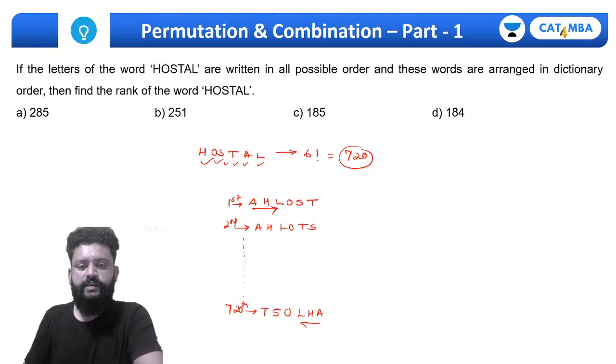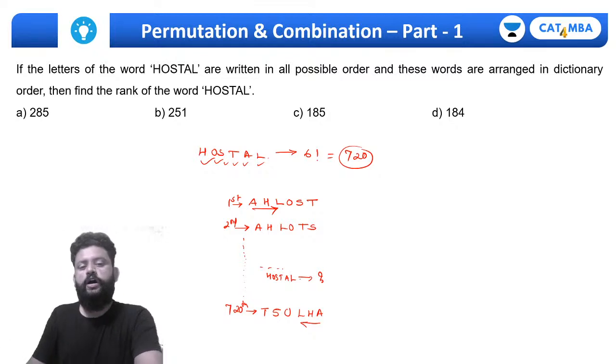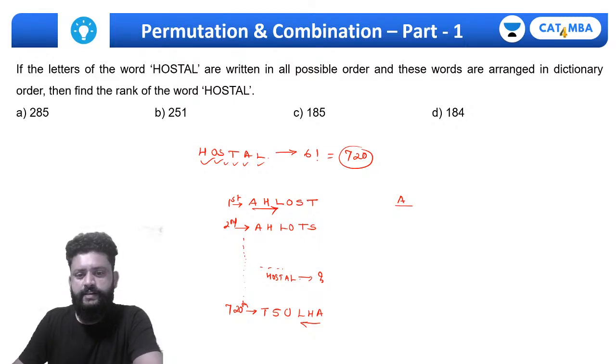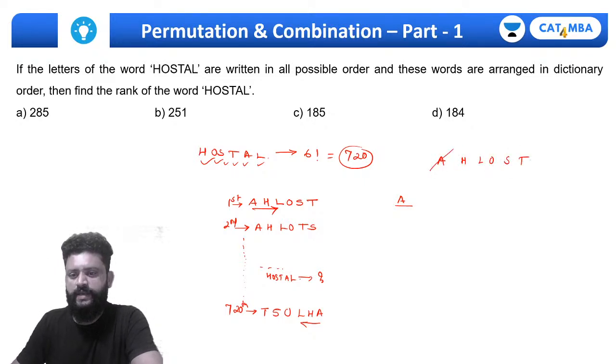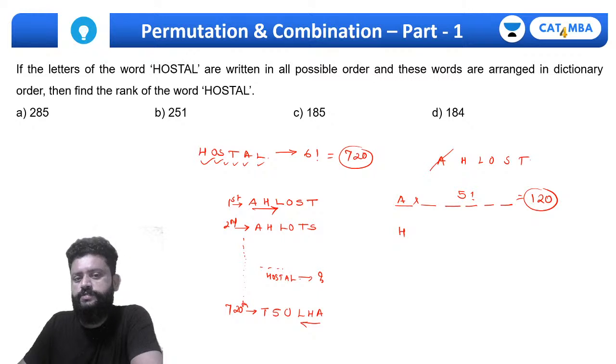Okay, so somewhere in between there must be a word HOSTEL. So what will be the rank of HOSTEL, at which number would it have come, that's what we are supposed to count here. So how to do it? Words starting with A, that means the first letter is A. If the first letter is A, AEHLOST, the first letter is A, that means we can arrange the remaining 5 letters in 5 factorial ways. So we'll get 120 words which start with A. Then we'll get 120 words which start with E.